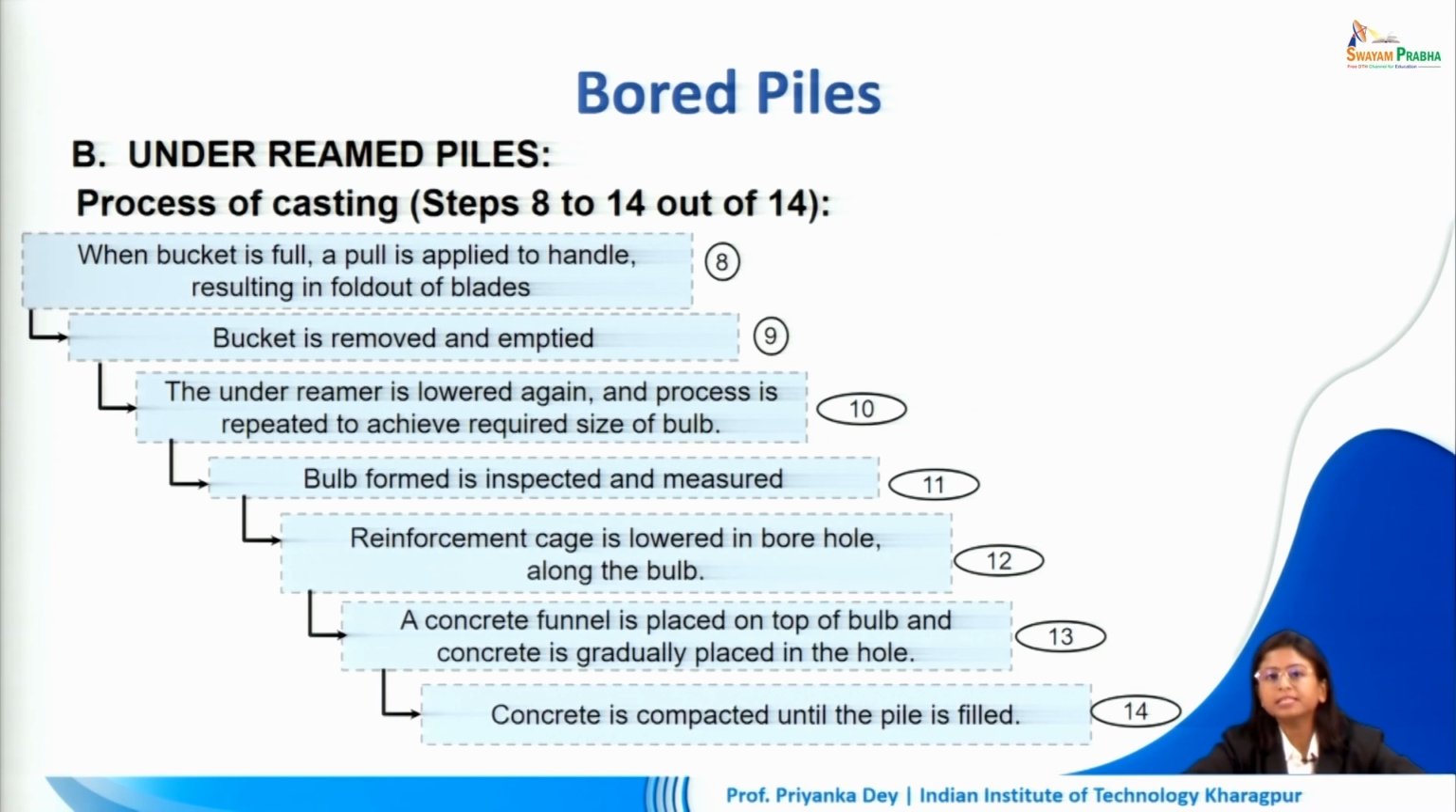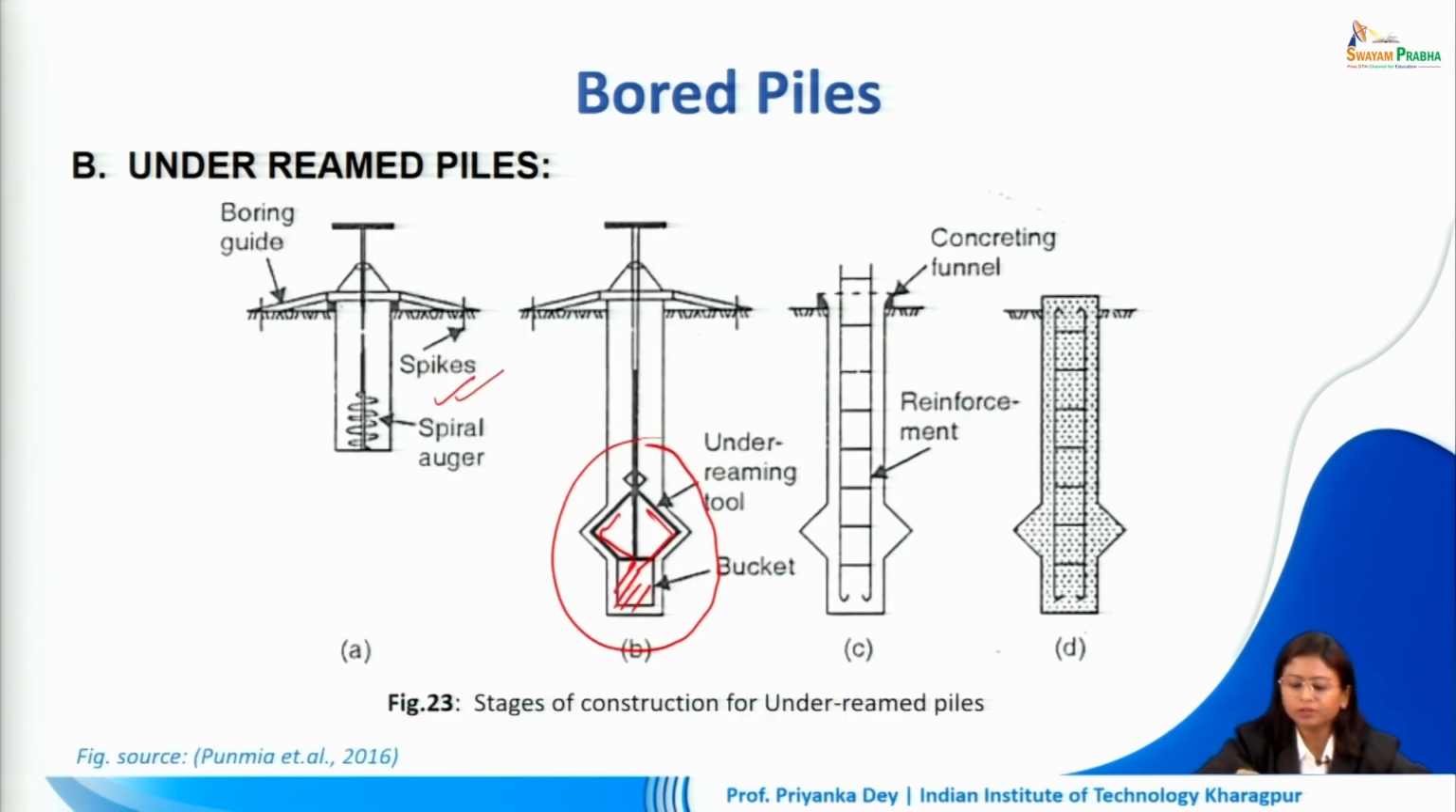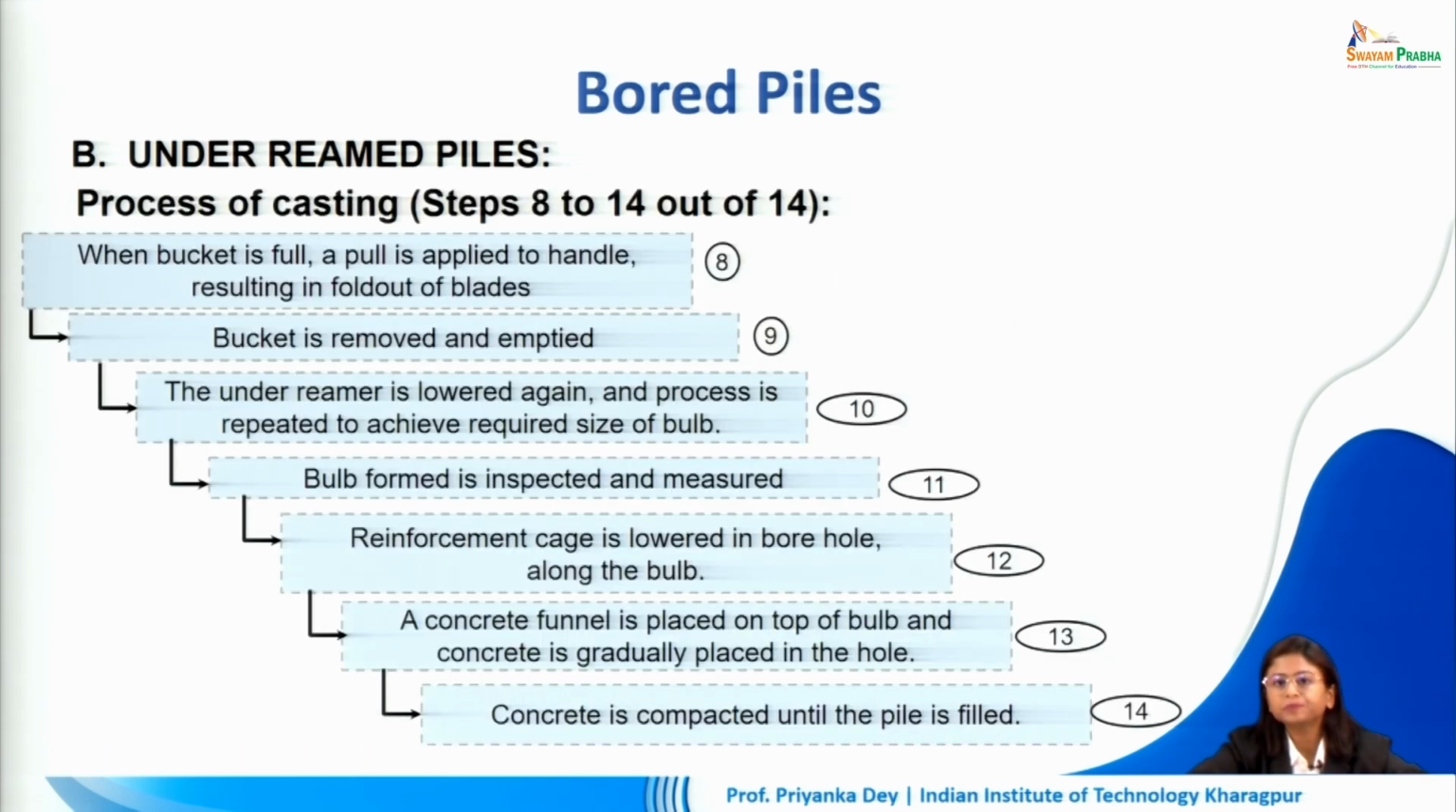How we are going to do that is, when the bucket is full, we close the blades, take it out and throw away that soil. Then the underreamer is lowered again, and we keep repeating this until the size of the bulb is just the way we like it. Once the bulb is made, the reinforcement cage will be lowered in. As you can see here, the reinforcement cage has been lowered in, followed by filling it up with concrete.